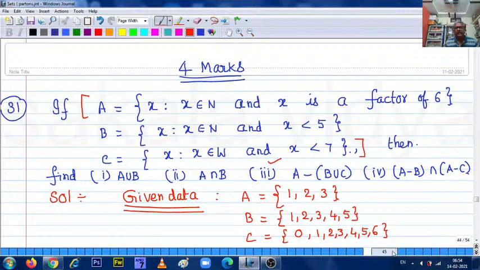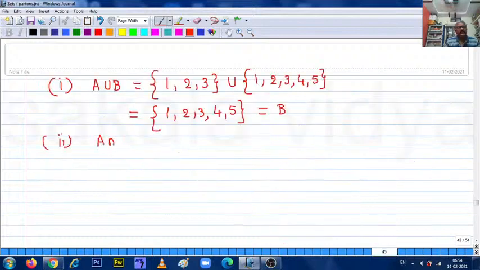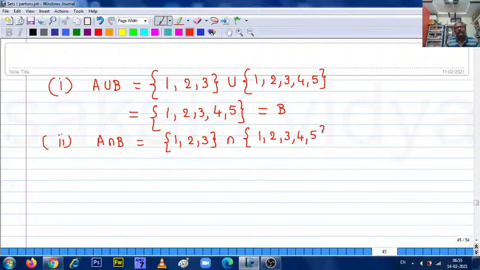Second question is A intersection B. A is 1, 2, 3 and intersection 1, 2, 3, 4. So the common elements of both sets need to be written here. What are the common elements? 1, 2, 3. Just the common elements: 1 comma 2 comma 3. But 1, 2, 3 is nothing but A in this case.